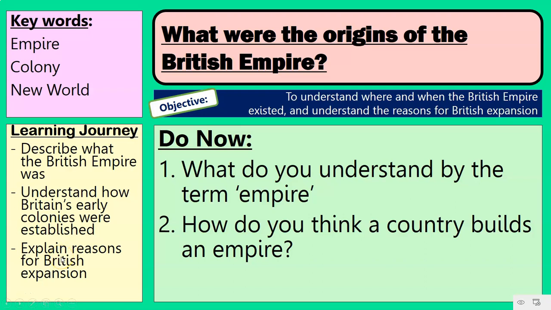Hello Year 8. Today we are going to be building on our understanding of the Industrial Revolution, but also taking a bit of a step back. We're sticking in a similar time period, but we're going to be looking at the origins of the British Empire. That's because very soon we're going to be moving on to enslaved people, and all of this should help us to understand that in a bit more detail.